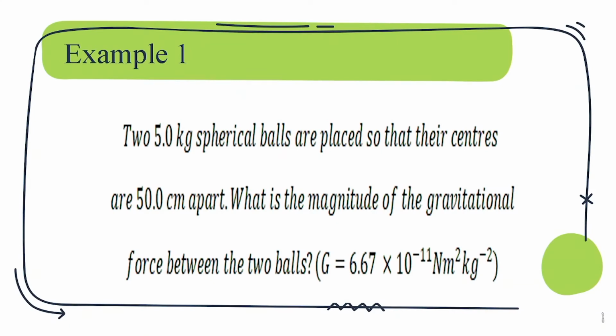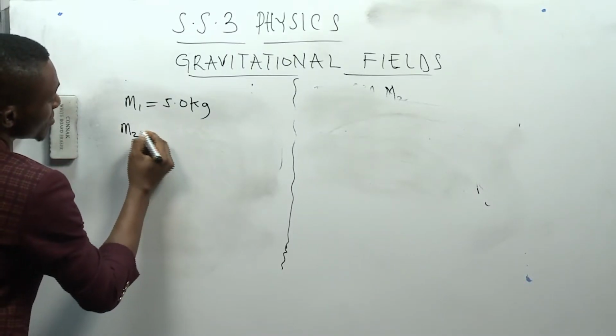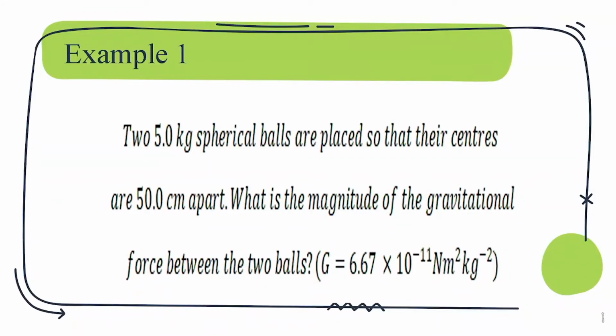So let's take a look at this question. Two 5 kg spherical balls are placed so that their centers are 50.0 centimeters apart. So the mass m1 is 5.0 kg and the mass m2 is also 5.0 kg because they have the same masses, and their distance apart r is 50.0 centimeters. We are told to take the gravitational constant G as 6.67 times 10 to the power of minus 11 Newton meter squared per kg squared.